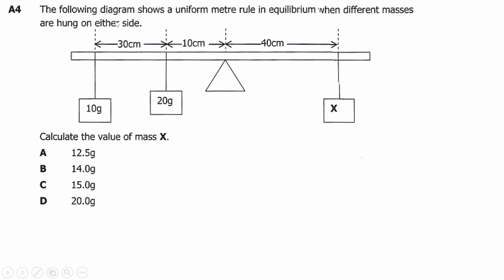A4 reads, the following diagram shows a uniform meter rule in equilibrium when different masses are hung on either side. So what we have is a uniform meter rule which is in equilibrium when different masses are hung on either side. So the question says calculate the value of mass x. This is the value they want us to find, the value of mass x here.